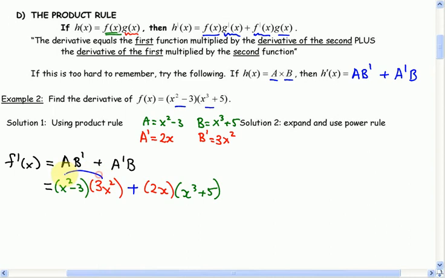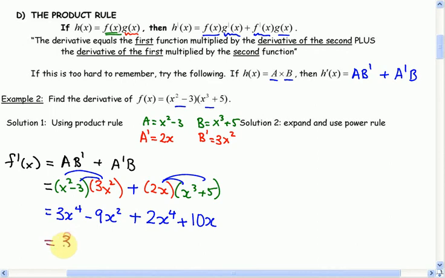So we'll expand this out. 3x to the power of 4 minus 9x squared. And then we have plus, and expand out the next part as well. So 2x to the power of 4 plus 10x. And can you please simplify by collecting on the like terms? Yes, Vincent. Okay. You're welcome, Vincent.